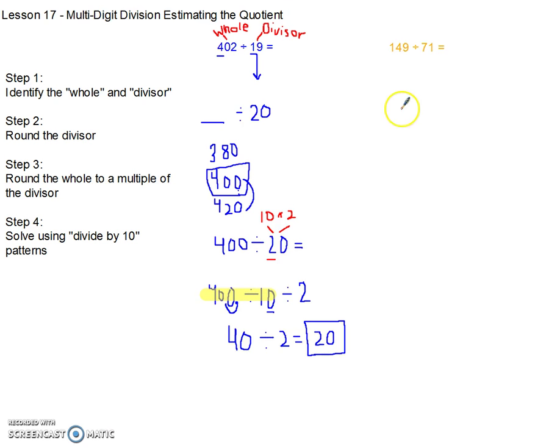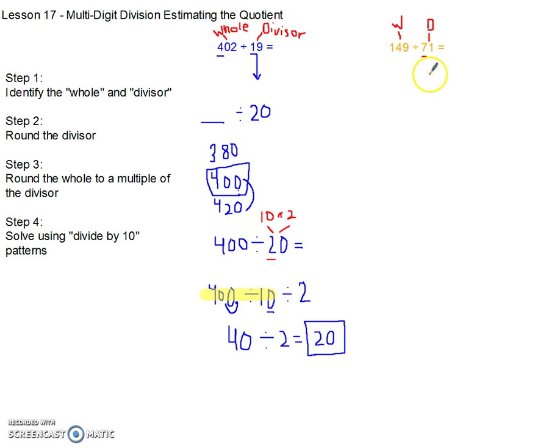All right, let's try it with one more problem. 149 divided by 71. Step one is to identify my whole and my divisor. So my whole is going to be the 149, and my divisor is the 71. This lets me know which ones I am rounding at which point. Step 2 is I want to round the divisor first, and since it's in the tens column, I'm going to round to the nearest 10.